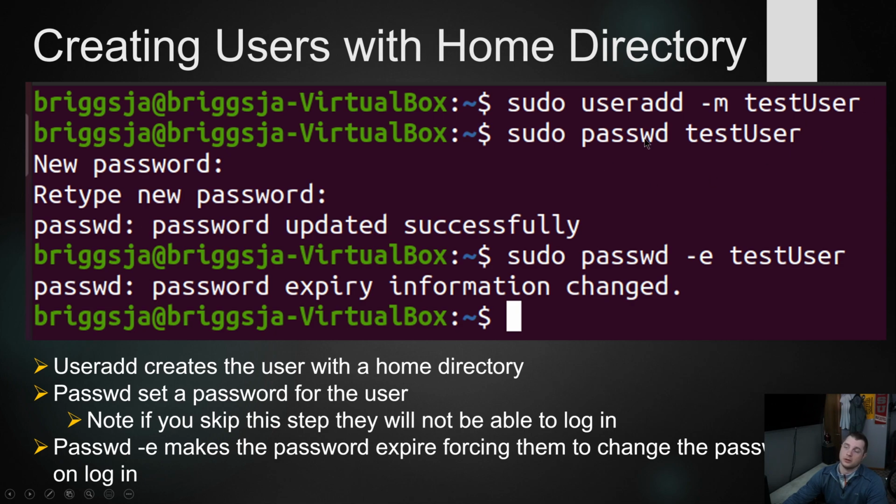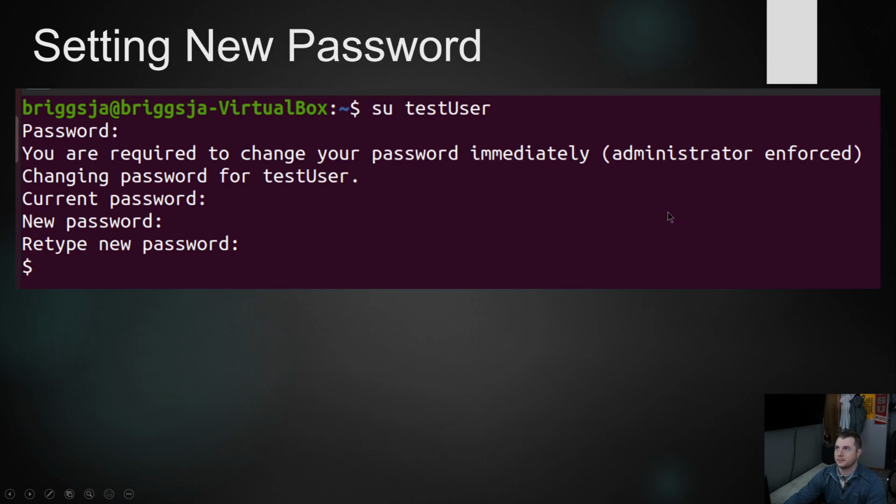So you're going to hand in this username, which tells passwd which user you're trying to set the password for, and then you can set the password here and retype it here. Easy enough. And then just like in the example before, -e is going to set that password to expire. So when this test user logs in, it's going to force them to set a new password.